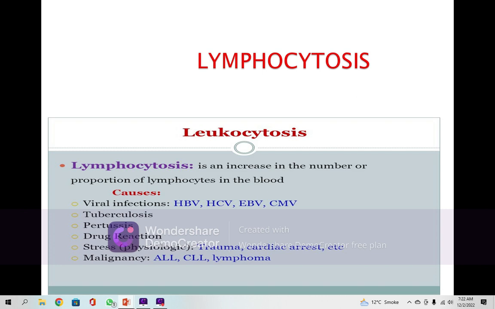The causes, specifically speaking, in which you find lymphocytosis in the blood, are the viral infections.